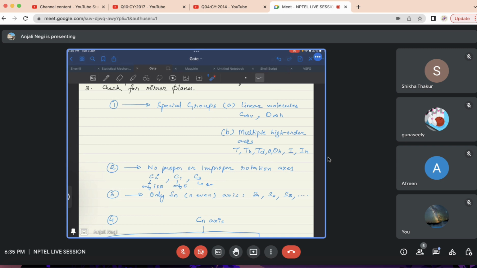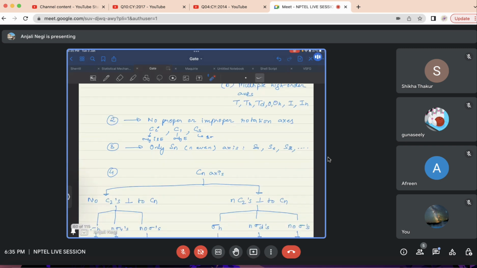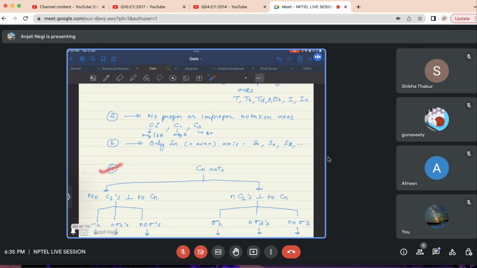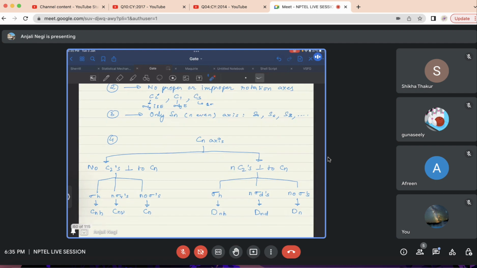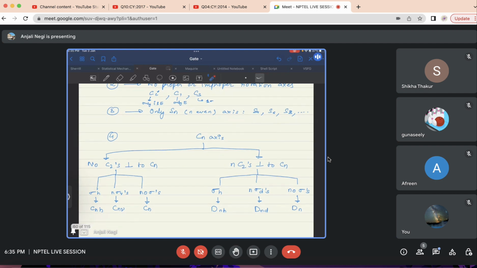In the third step, only Sn, where n is even, exists. So you can write down the point group as S4, S6, S8, etc. Now the fourth step is important to us because the problem that we have in our hand belongs to step number 4, that is, where we have a Cn axis present.